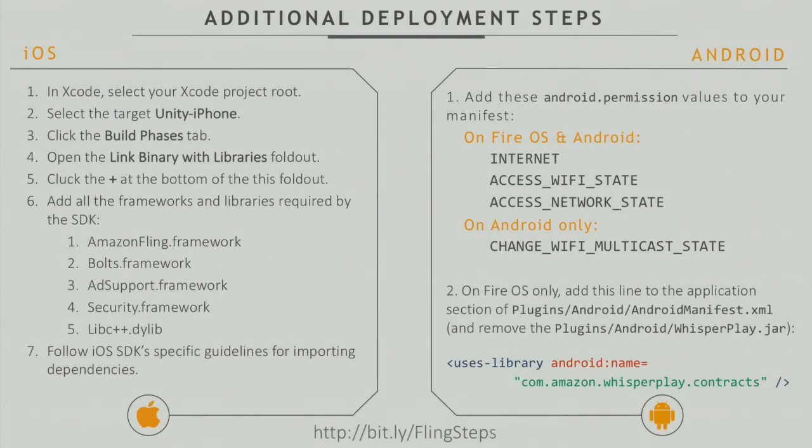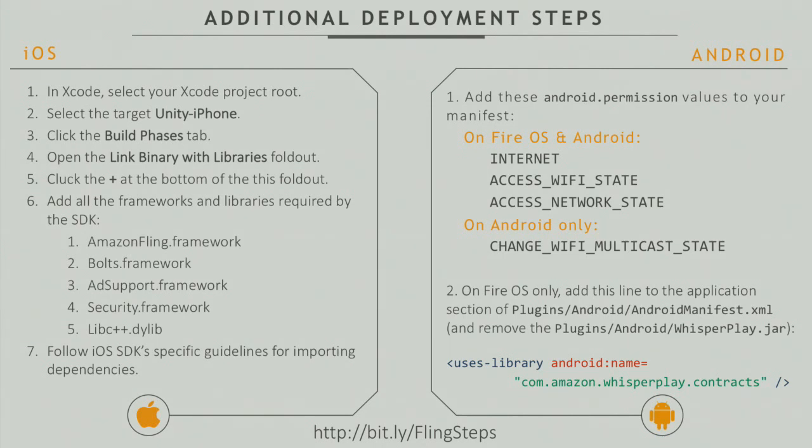And then like mobile ads, there are a few modifications you have to make to your Android manifest file here on the right, just to enable the Fling functionality. And again, basically this comes down to adding the appropriate permissions for the network. And if you're deploying on Fire OS, where a lot of this functionality is built into the operating system, there's actually no need to include the WhisperPlay jar file, which is why in the second point there I say go ahead and remove that if you're deploying on Fire OS. You just need to make sure that you include the uses library line at the bottom so that your app actually links to the OS library.